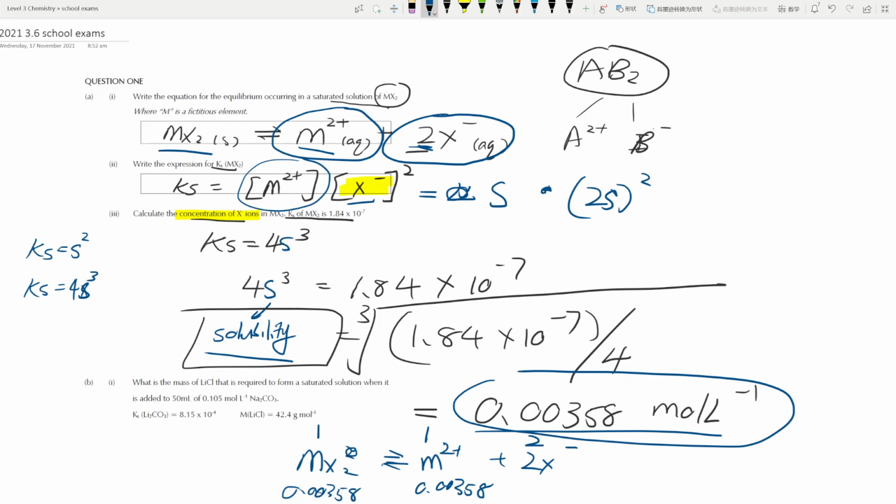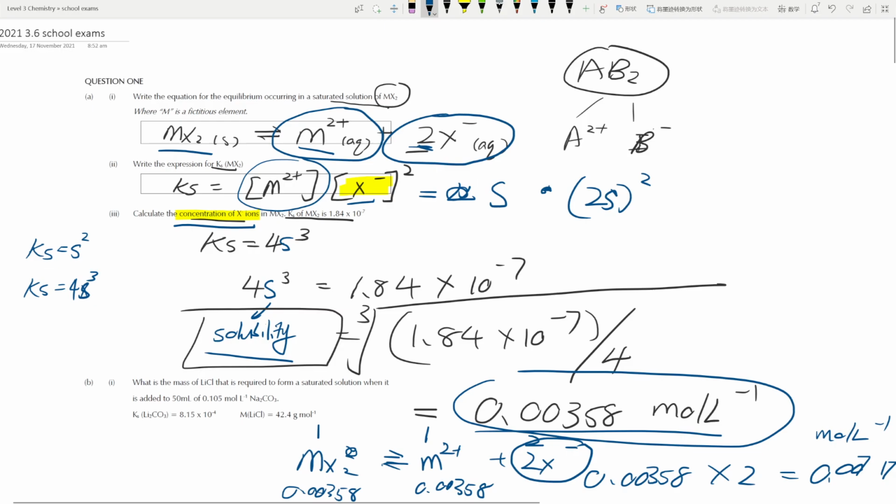This is going to be 0.00358, and they're wanting you to calculate the concentration of X−, which is going to be 0.00358 times 2. So that's going to be 0.00717. Okay, so that's 3 SF and moles per liter. So you just need to do one extra step here, because that's a tricky part of this particular question. You need to look at the question. The question asks you to calculate the concentration of X− ions.